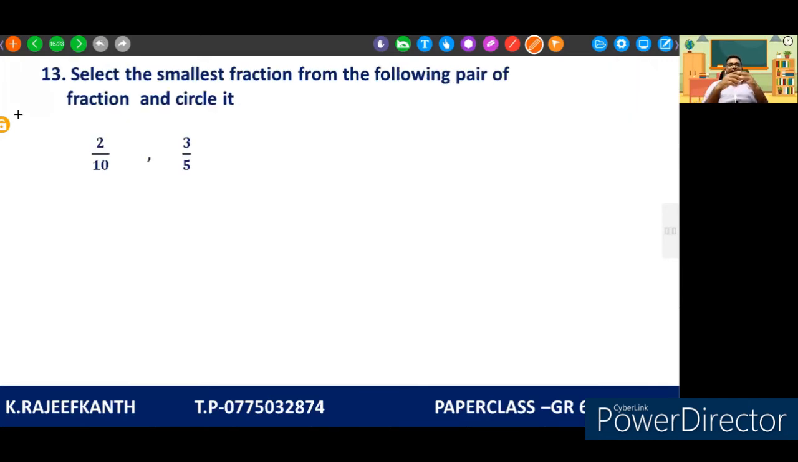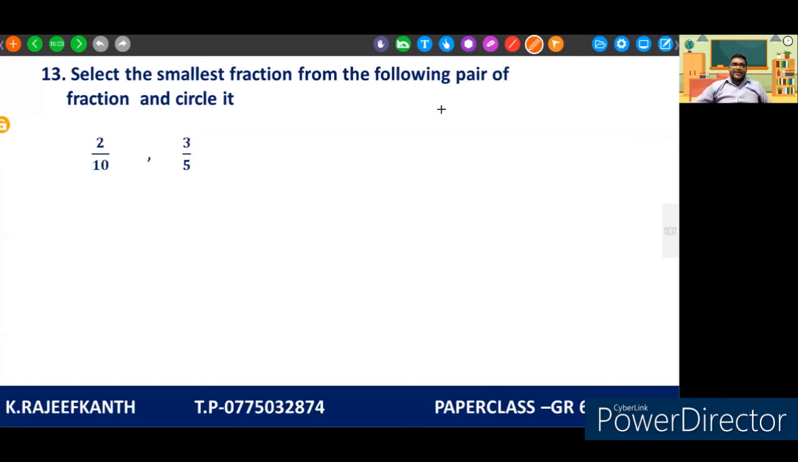The next one: you have to select the smallest fraction from the following pair of fractions and circle it. Here there are two fractions, 2 over 10 and 3 over 5. Now we have to compare. So we have to get the common denominator. Already we have learned how to get a common denominator.